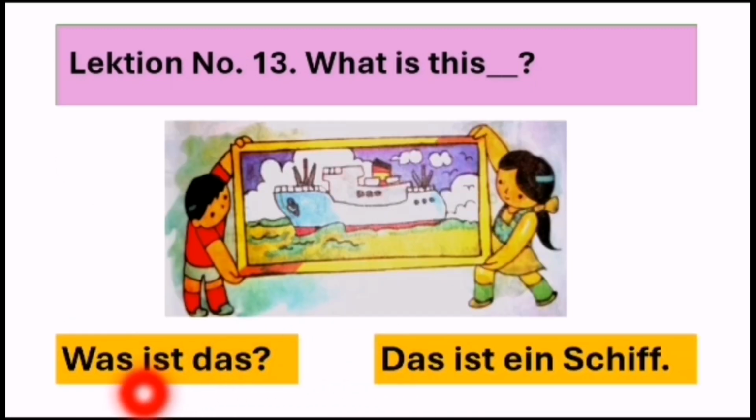Was ist das? What is this? This one. Das ist ein Schiff. This is a ship. Was ist das? What is this? Das ist ein Schiff. This is a ship.